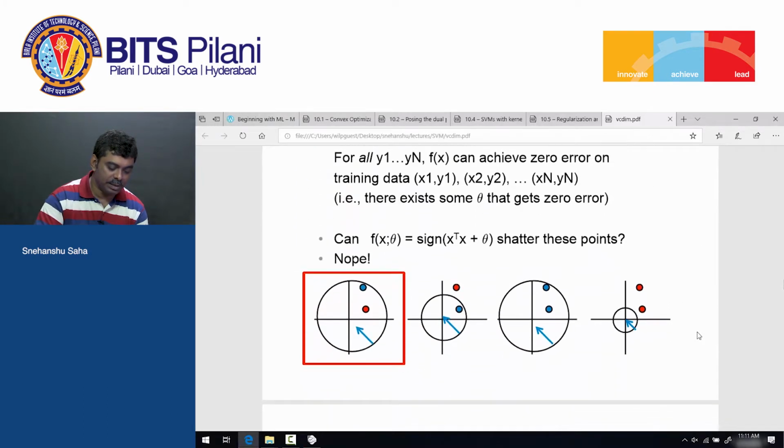On the other hand, if I have this particular classifier, can it shatter this? Here I can see no, because we said there are 4 possible training sets. It can shatter this, it is not able to shatter this, it's not able to shatter this. So the answer is no.